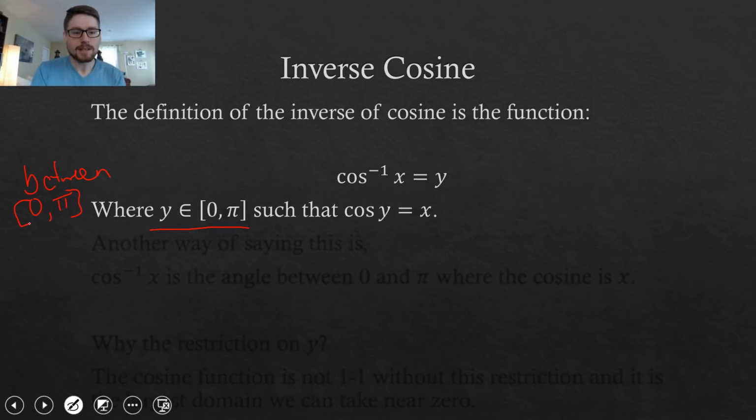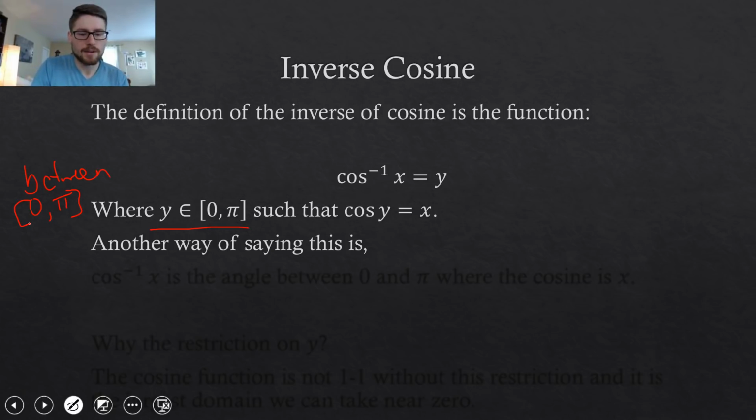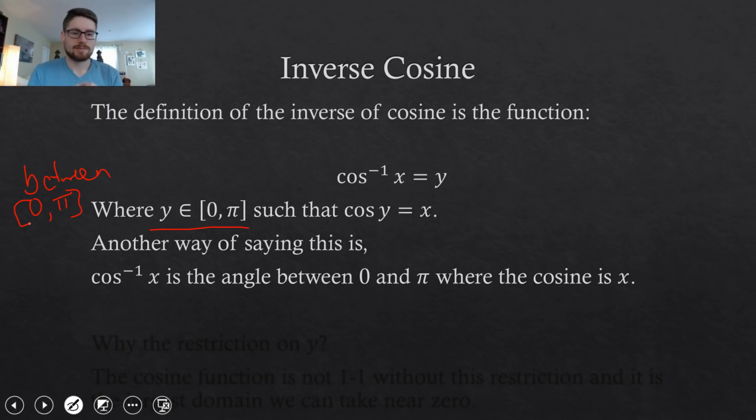So the cosine inverse of x is the angle between 0 and pi where you take the cosine and you get whatever you put inside the inverse function, x. Another way of saying this is cos inverse of x is the angle between 0 and pi, inclusive, where the cosine is x.